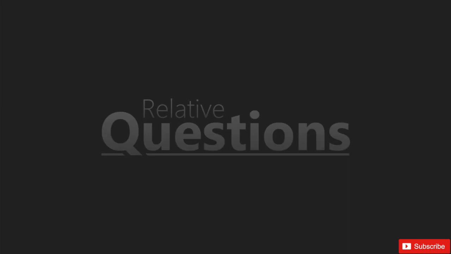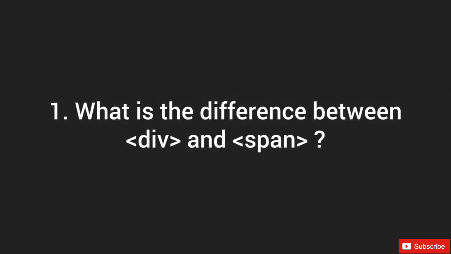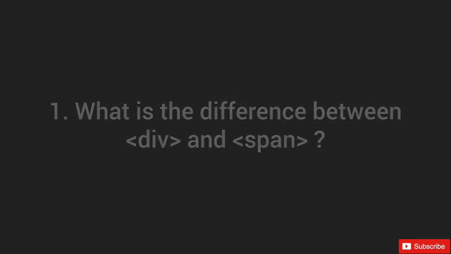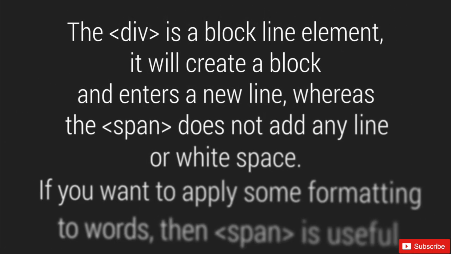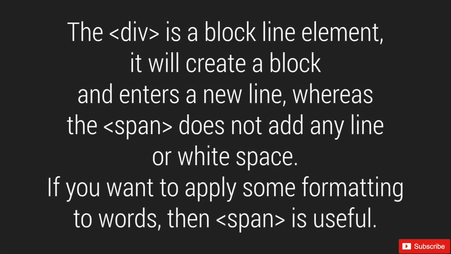So the question is, what is the difference between div and span? So as I mentioned, div is a block line element. That means it is going to create a block and going to enter a new line, whereas the span tag doesn't add any line, any white space. It is just there, and if you want to style or you want to apply some formatting to words, then span is the tag which you would be using.